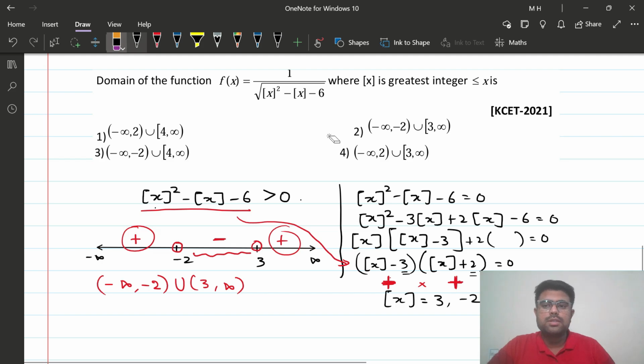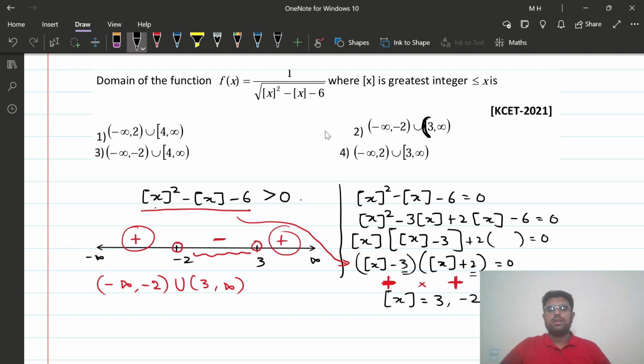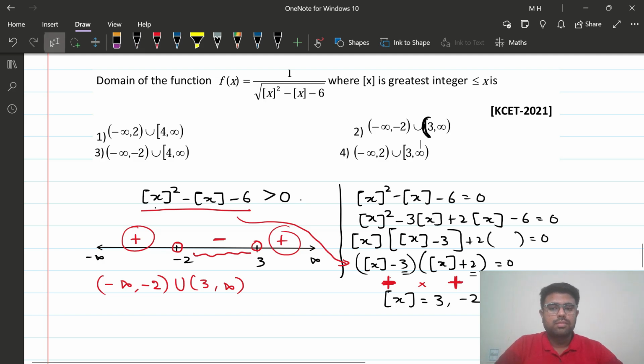So I'll better change this to the open interval, one of the options. I think I will change this one only. It's going to be the open interval. Okay. So let us now go to the next question.